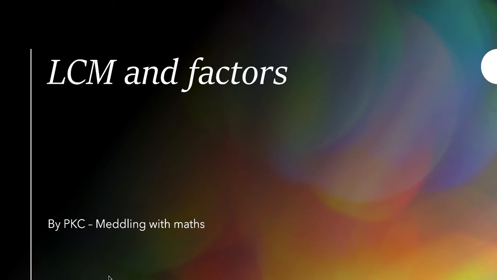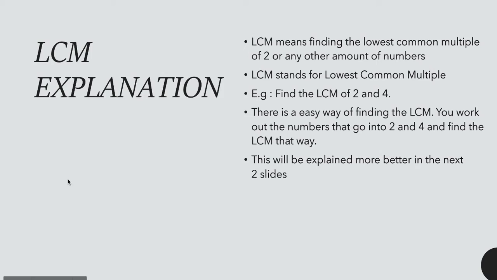So today we'll be looking at LCM and factors. So the explanation of LCM. LCM means finding the lowest common multiple of 2 or any other amount of numbers. LCM stands for the lowest common multiple. For example, find the LCM of 2 and 4. There is an easy way of finding the LCM. So you first work out the numbers that go into 2 and 4 and then find the LCM that way. So for the people who do not understand, this will be explained more in the next 2 slides.